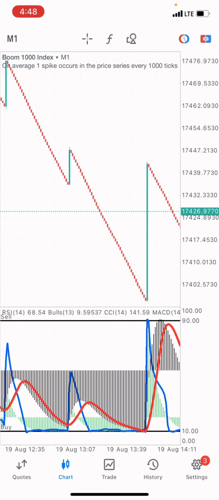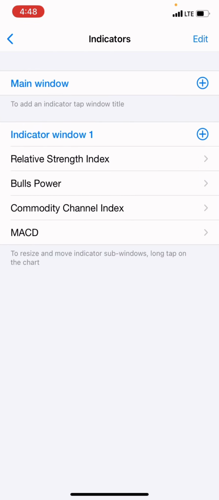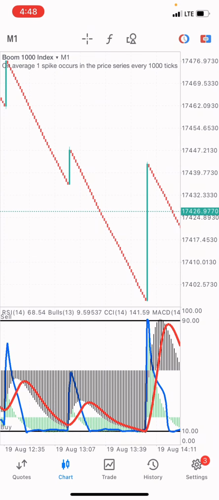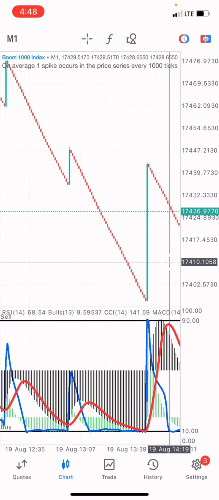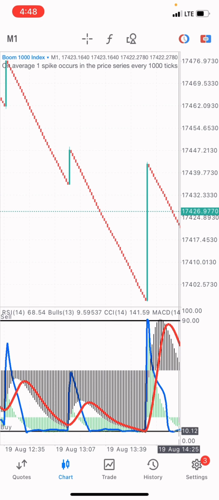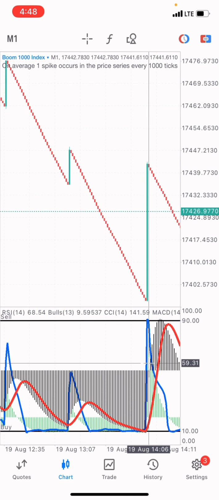And also make sure you set up the indicators following the relative strength index, the boost power, the commodity channel index, and the MACD following this pattern, so that you can see the levels. Because if you do not put on the relative strength index first, you won't be able to see this level here, level of 90 and level of 10, with this point right here. Okay, so you should put that on check.